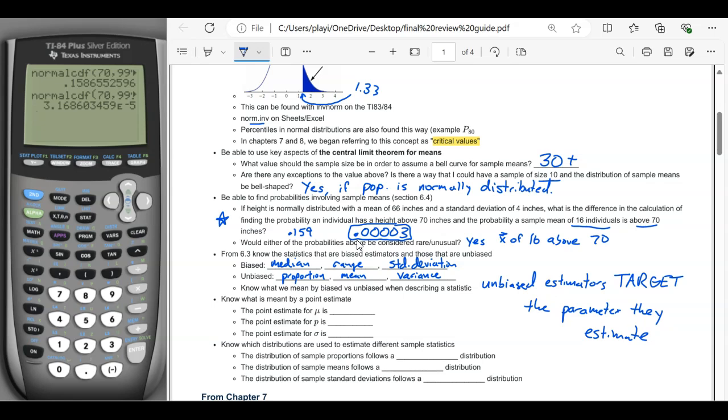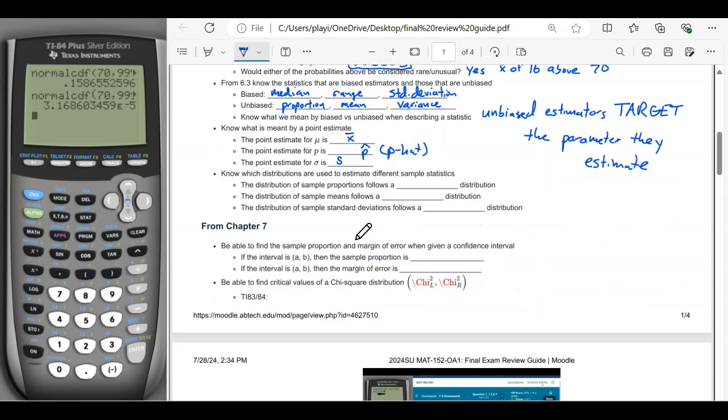We're talking about something we can get from a sample to estimate a parameter. So the best point estimate for a population mean is the sample mean, x bar. The point estimate for population proportion, which is p with a little hat on it, we call it p hat, and it is the sample proportion. And the point estimate for the population standard deviation is s, the sample standard deviation.